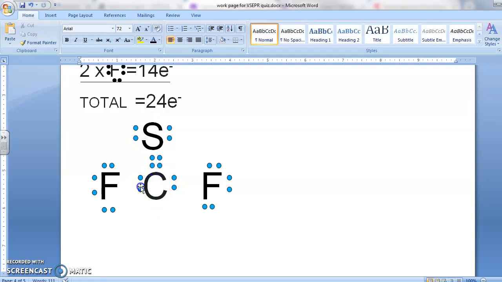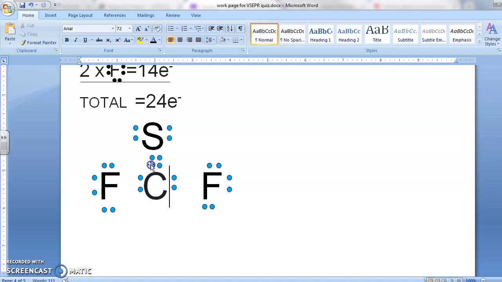So carbon now has 8 around it. These 4, 5, 6, 7, 8. The fluorine still have 8 around it. All I did was move sulfur's pair from up on top into the bond. It didn't lose those. Sulfur still has 8. Those 4, 5, 6, 7, 8. So we are down to 24 electrons. Our molecule is finished, and now we can replace the shared pairs with lines.